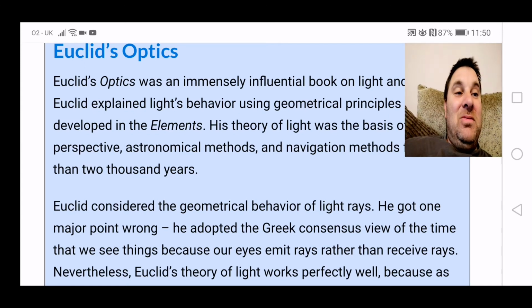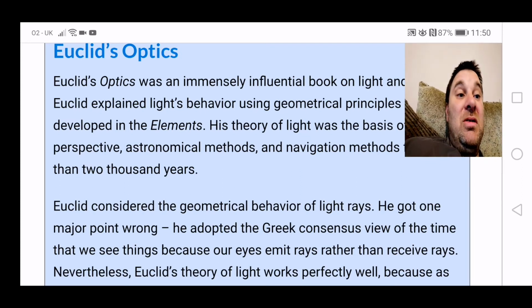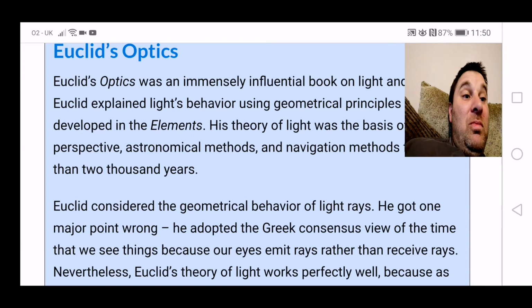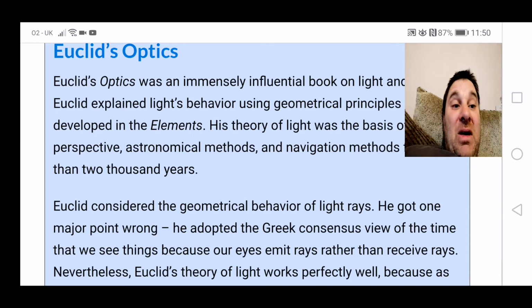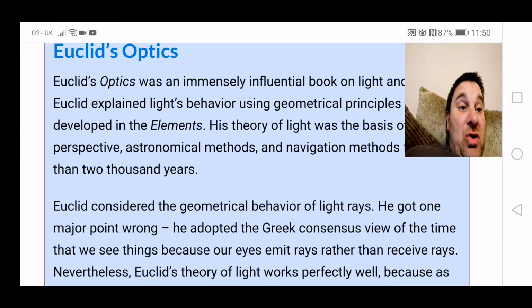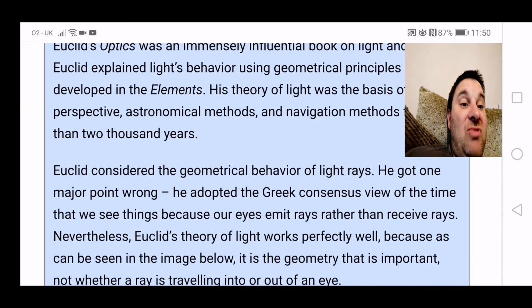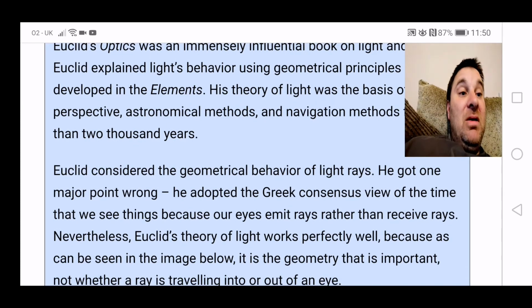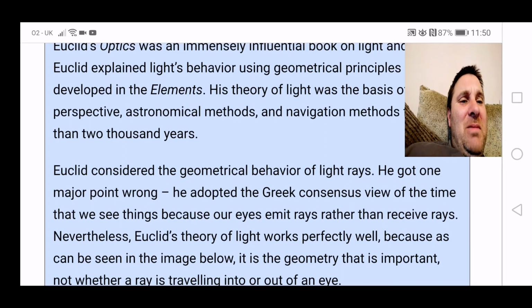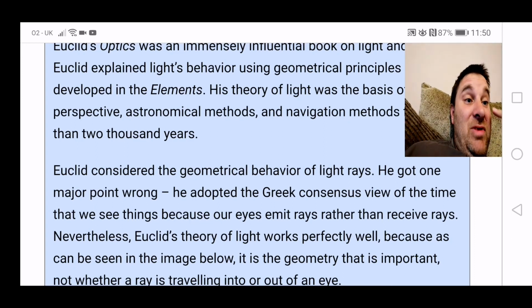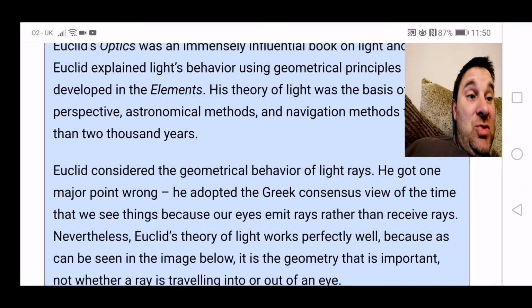Apparently, I don't know because I've not looked into how light works with the eye and everything. But they're saying that he got one major point wrong. He adopted the Greek consensus view of the time that we see things because our eyes emit rays rather than receive rays. People say these days that our eyes receive the rays. The rays don't come from our eyes, but come into our eyes.